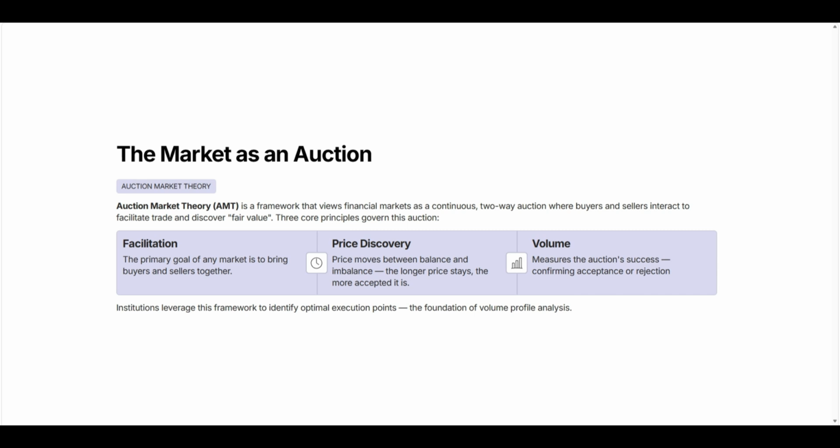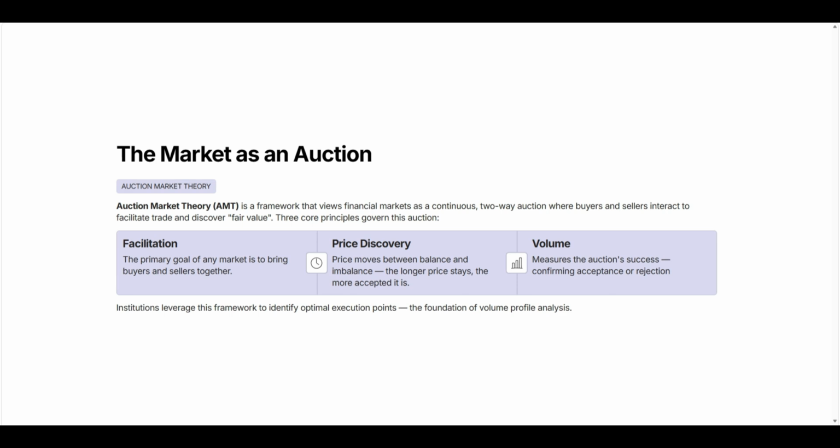Facilitation. Buyers will try to pay the lowest price possible and sellers will try to sell at the highest price possible. Price will move up until buyers won't pay anymore and down until sellers won't accept any lower. The primary goal of any market is to bring buyers and sellers together.